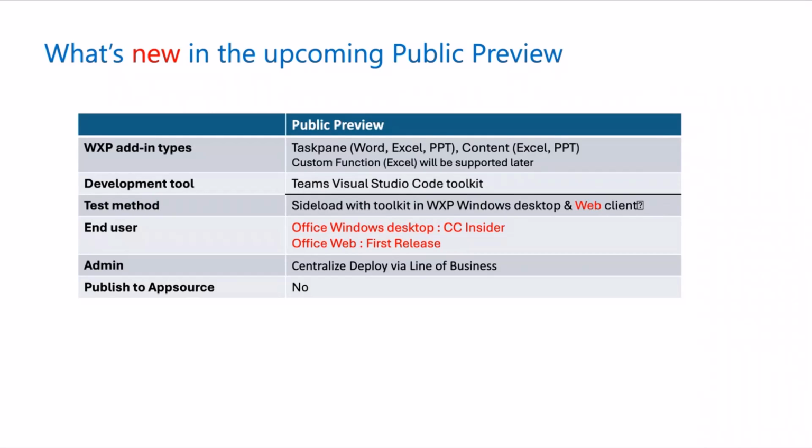Now, if users have joined the Current Channel Insider for Windows desktop, or have joined the first release for web, they will be able to get the Office client that can support the unified manifest. And admins can still centrally deploy with line of business. Currently, we are not yet ready to support publishing to AppSource, but we will support that when this feature is generally available to all our customers. So this is what you can get for the public preview.